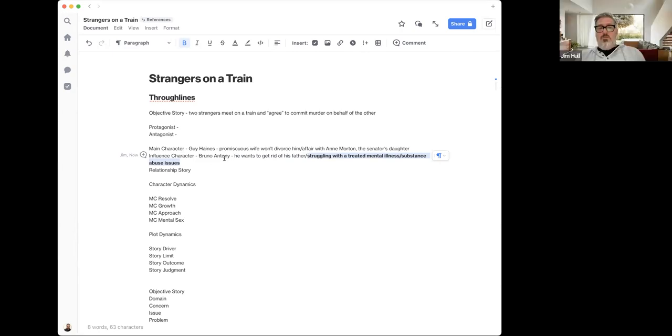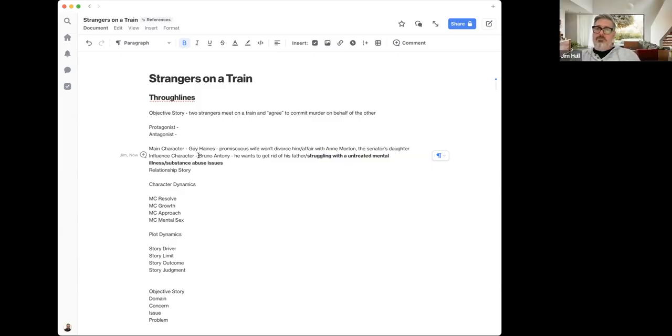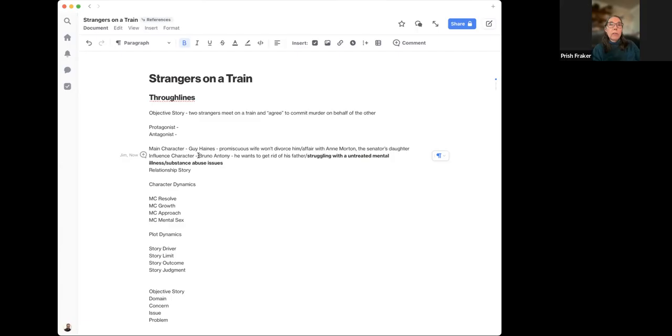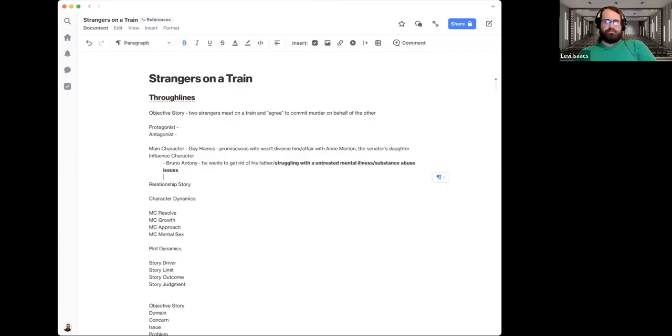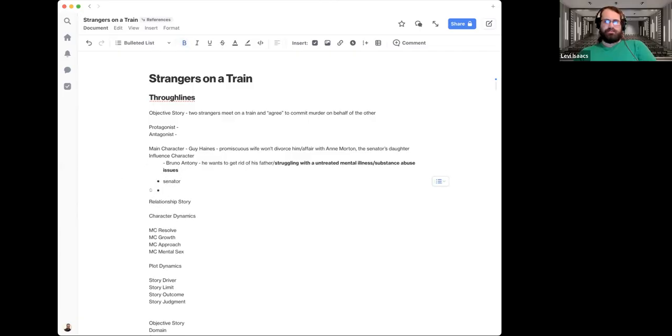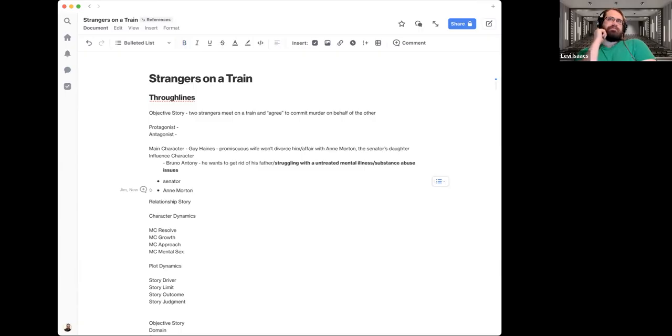Okay. Are there any other options for obstacle character, or I'm sorry, influence character? Could it be a trade-off sometimes with the father, the girl's father? The senator? Yeah. Maybe Anne Morton could be in there. At times, I'm just wondering if there's a trade-off, or handoff, or whatever it's called.